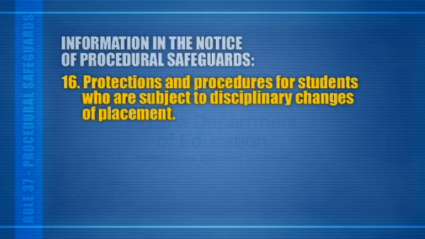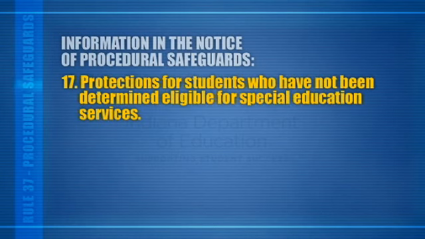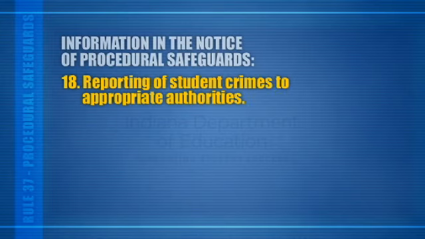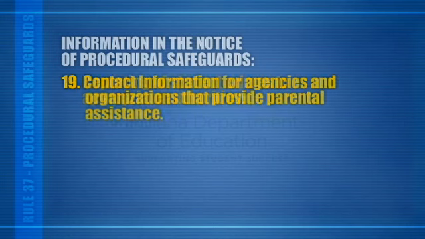16. The protections and procedures for students who are subject to disciplinary changes of placement, which includes manifestation determinations and placement in an interim alternative educational setting. 17. The protections for students who have not been determined eligible for special education and related services. 18. Reporting of crimes allegedly committed by students to appropriate authorities. 19. The names and addresses of agencies and organizations, including the public agencies, that provide assistance to parents in understanding special education rules and regulations.